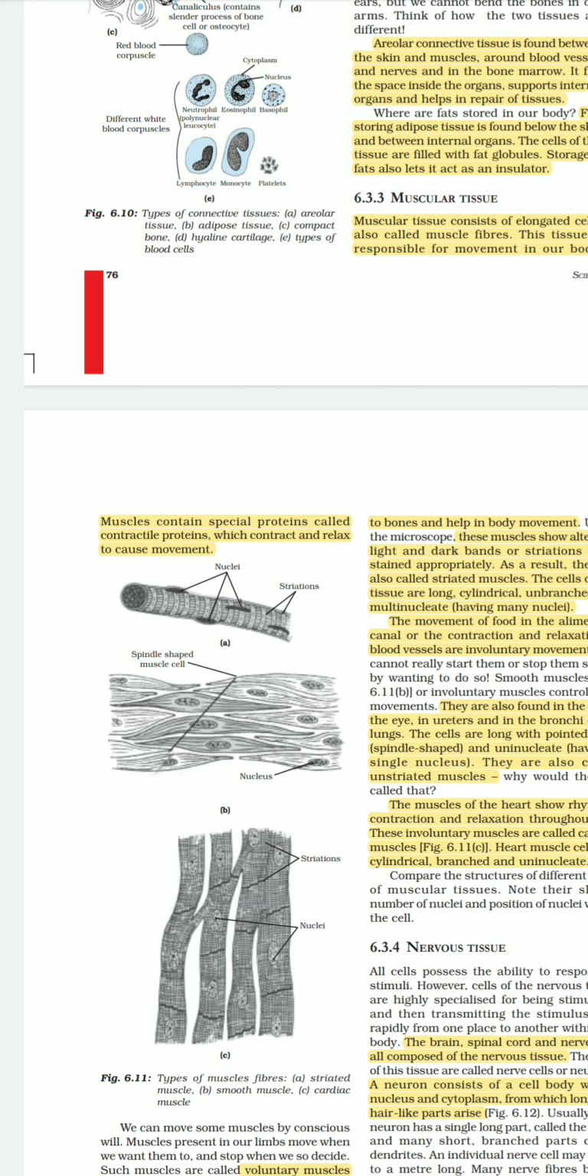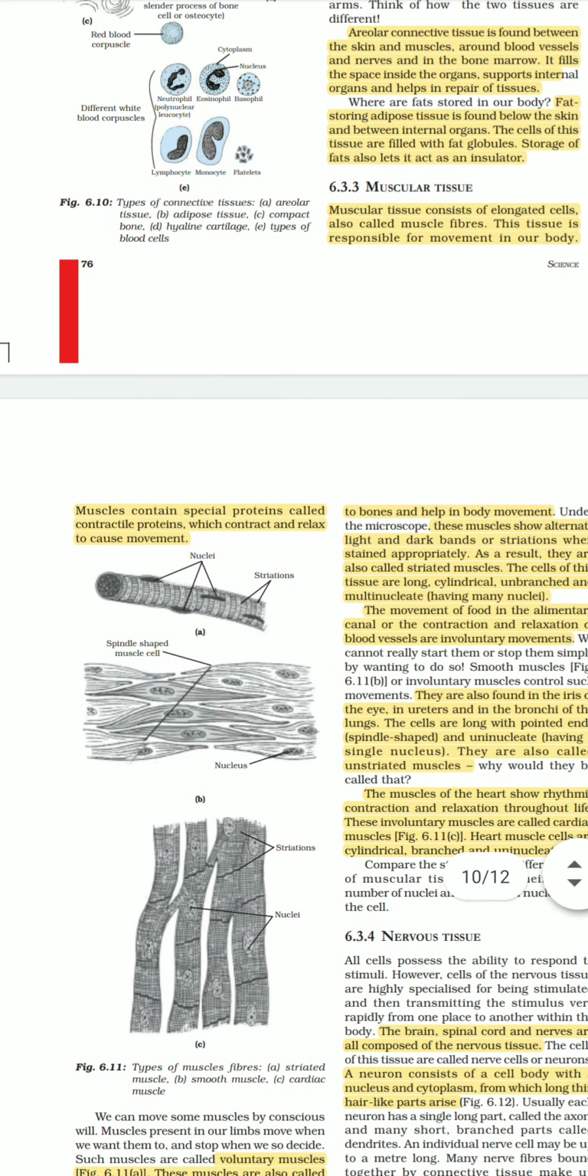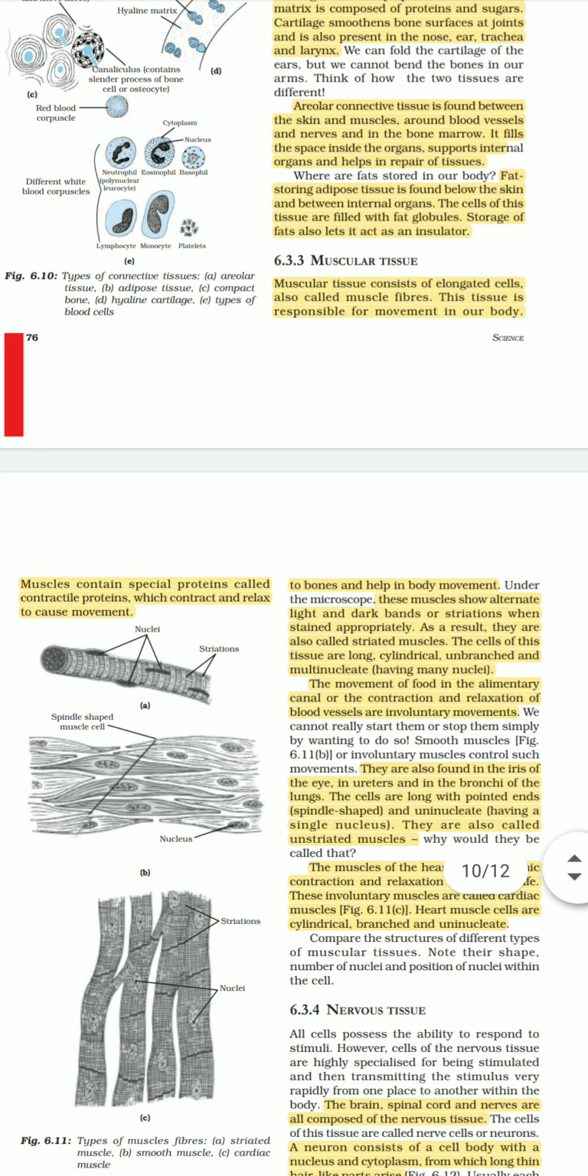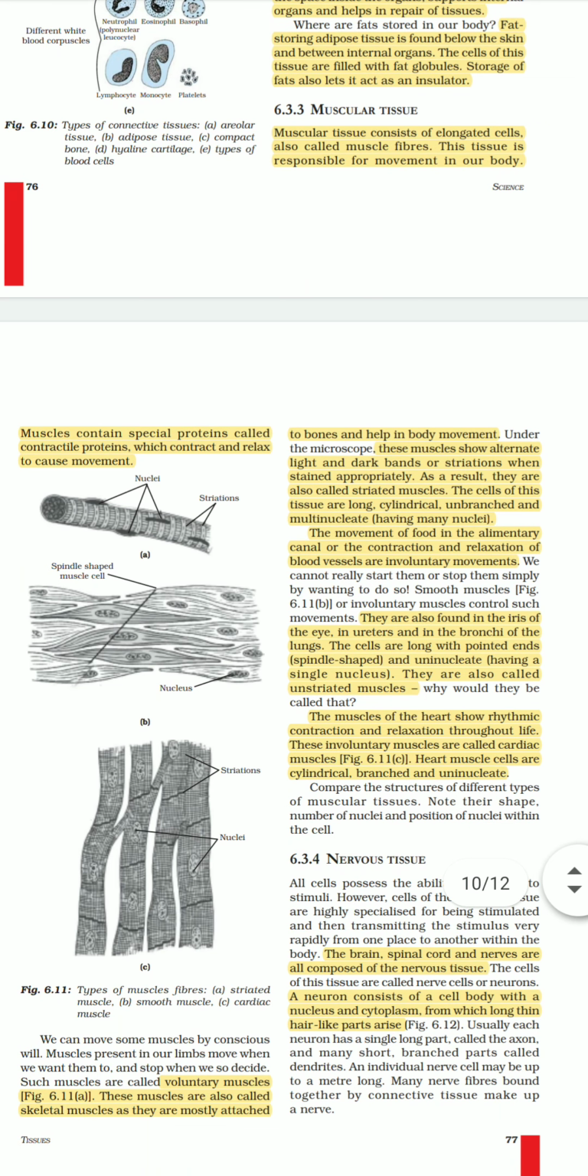body to move. Now, based on the location, appearance, and function, muscular tissues are of three types, that is, skeletal muscles, visceral or smooth muscles, and cardiac muscles. Now, one by one, we are going to discuss them. First is skeletal muscles. Now, skeletal muscles are associated with the skeleton, and that is why they are called skeletal muscles.